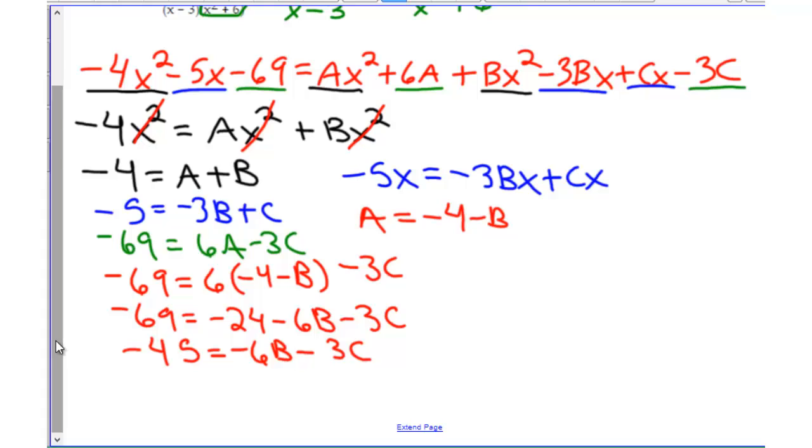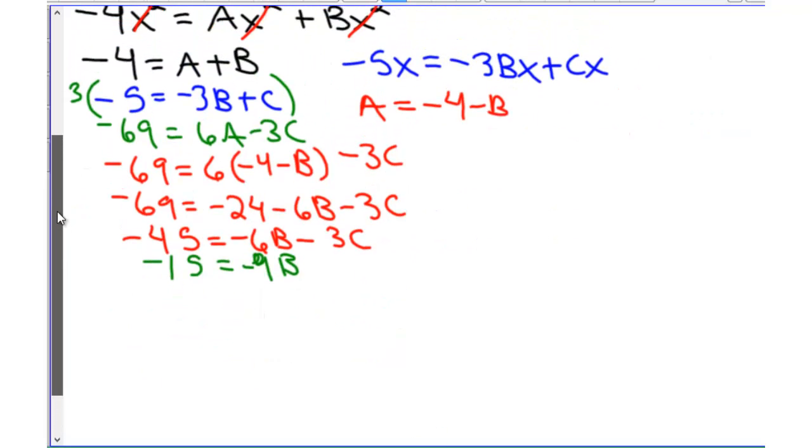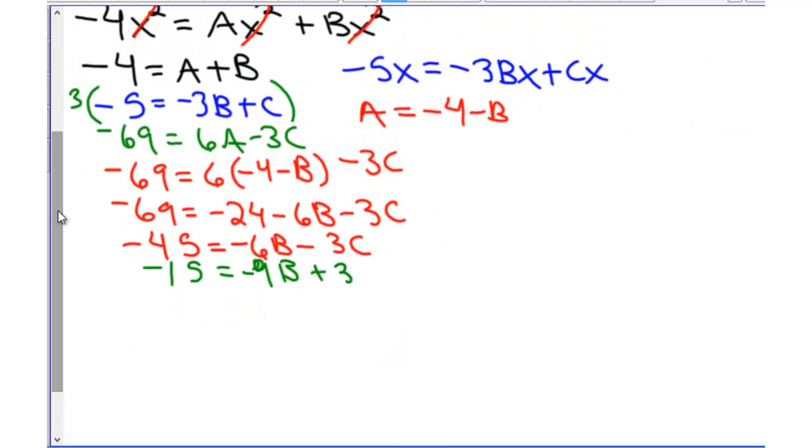And then we can eliminate with this equation up here, this blue one, because it has a b and a c as well. So either we need to multiply this blue equation by 3, or technically we could divide this one by 3, whichever way you want to do it. So I'm going to multiply by 3. Negative 15 equals negative 9b plus 3c, which gives you negative 60 equals negative 15b.